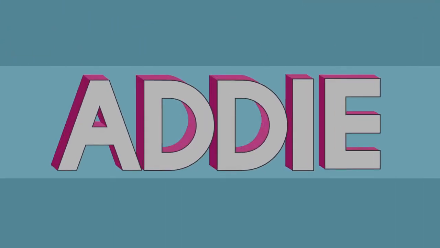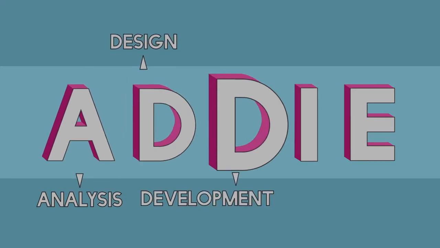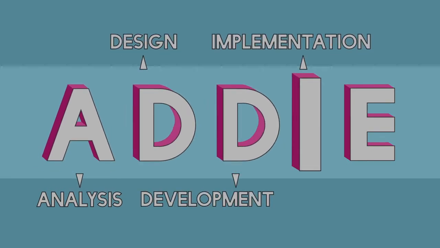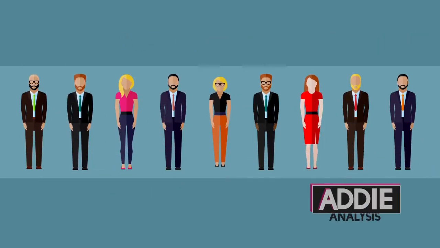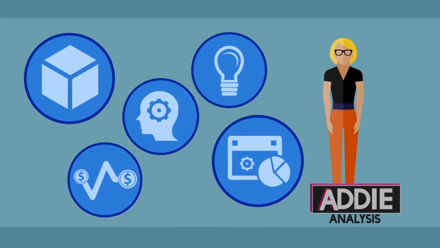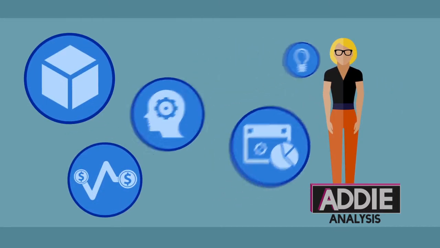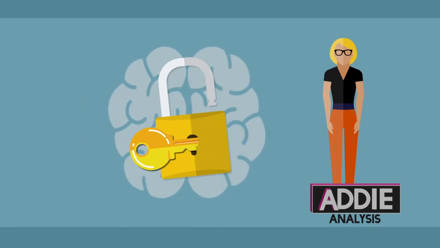We use the ADDIE model, which is an acronym for the 5 phases of course development: analysis, design, development, implementation, and evaluation. In the analysis phase, we identify the target audience, which helps us to develop relevant and engaging content. Analyzing and reviewing the content also helps to determine if the modality fits the learner and the intentions of the course.